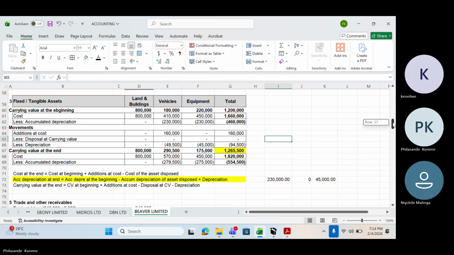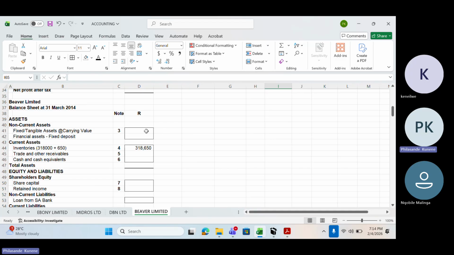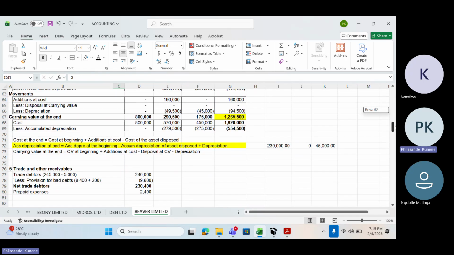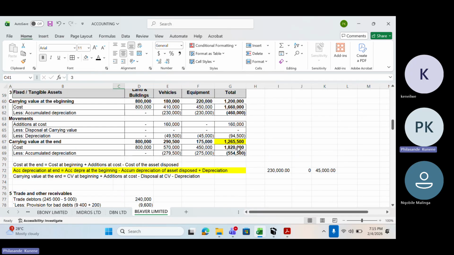So the total that should go to my balance sheet is 1,265,500. 1,265,500 is the amount that must come here, the carrying value at the end. This is the value that is supposed to sit there as part of your carrying amount, fixed or tangible assets at carrying value, which is 1,200,000. It comes from note number 3, as you can see we have done note number 3 there.